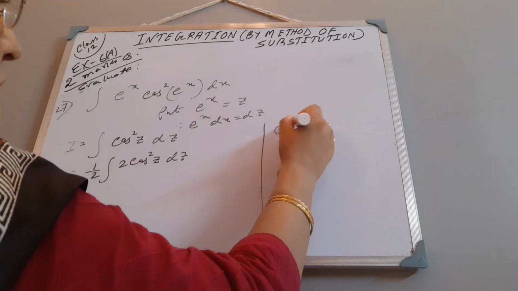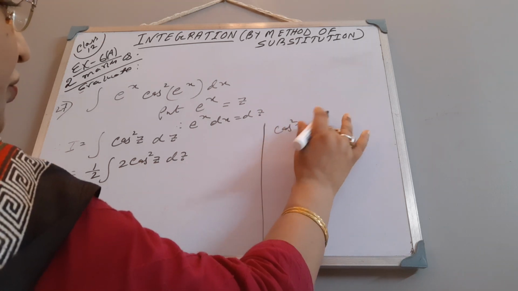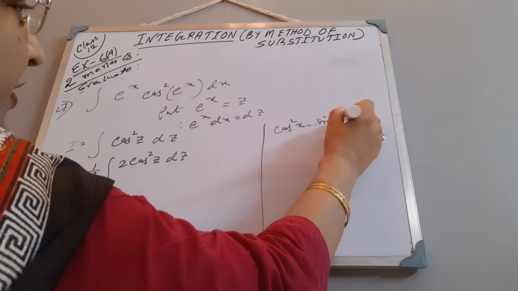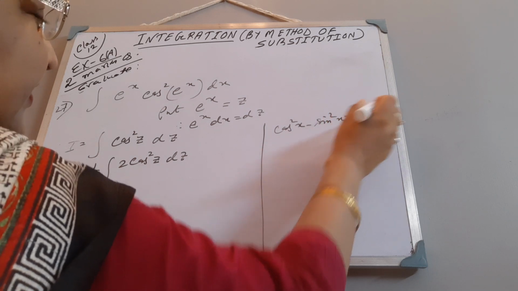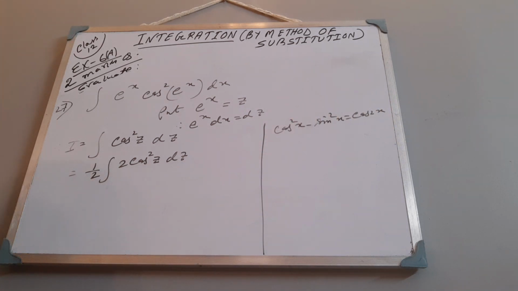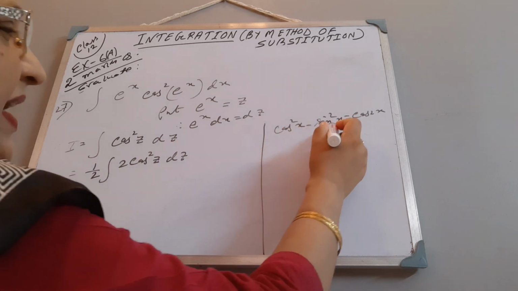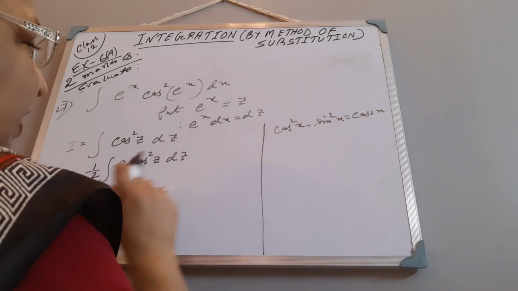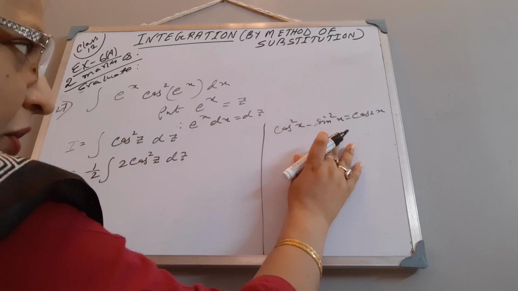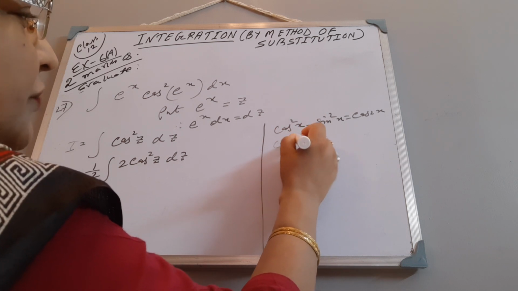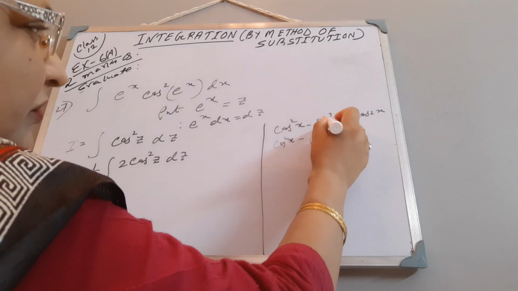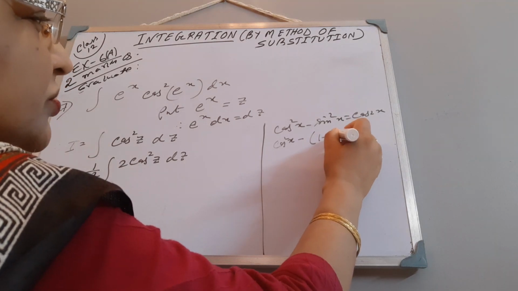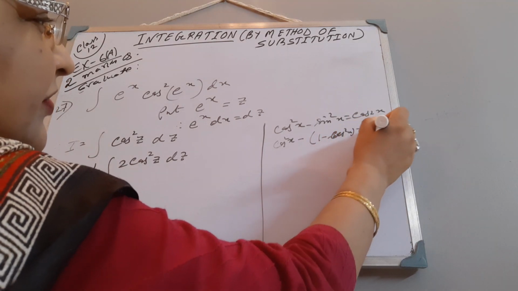We know cos square x minus sin square x is equal to cos 2x. This formula we did in class 11. Now cos square x minus sin square x is cos 2x. We need to find in terms of only cos square x. So write here cos square x minus, what is the formula? Sin square x is 1 minus cos square x, is equal to cos 2x.